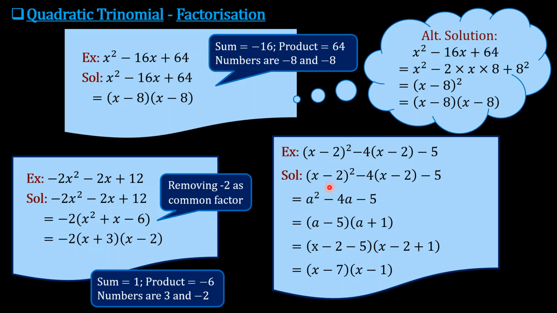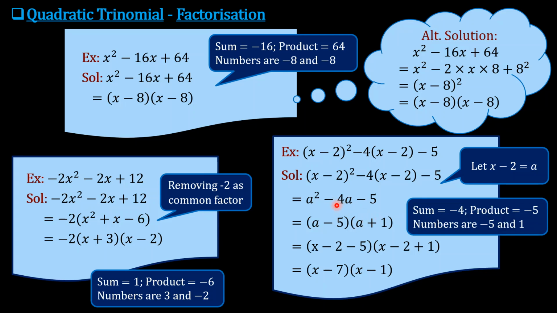This is another case, (x − 2)² − 4(x − 2) − 5. We can consider this x − 2 as a. So this expression becomes a² − 4a − 5. We consider x − 2 as a, that's why we can rewrite this expression in this form. And then we can see the sum is −4 and the product is −5. That's why the numbers are −5 and 1. So we can write (a − 5)(a + 1).